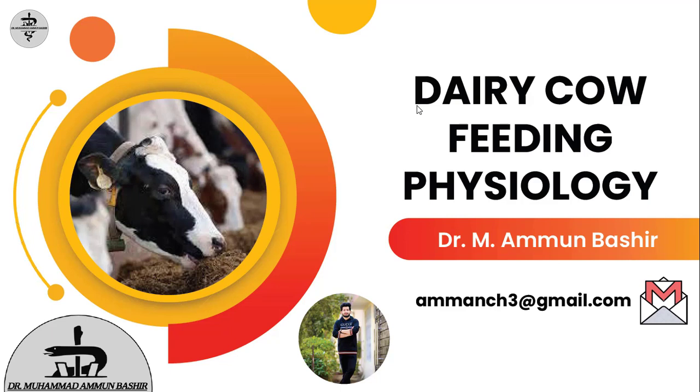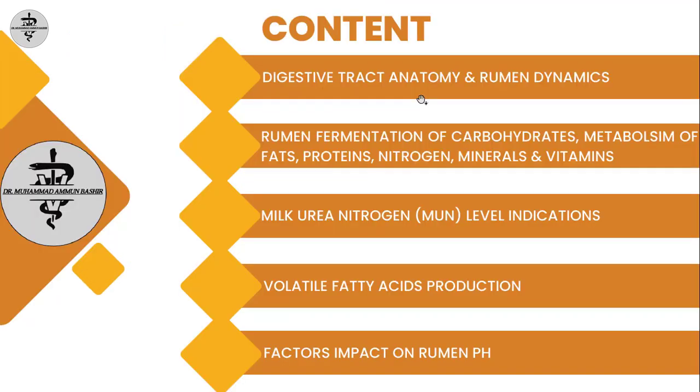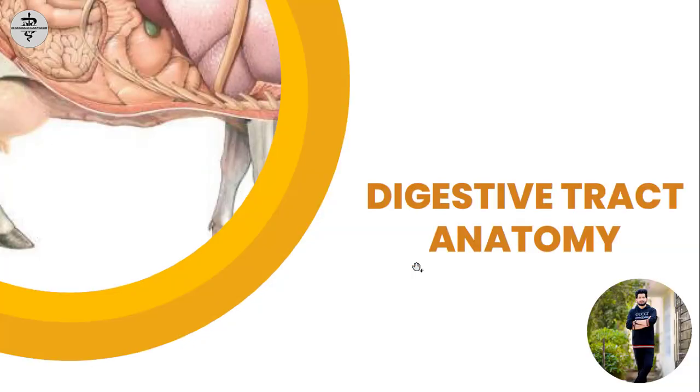Let's discuss the dairy cow feeding physiology. Here are the content lists that we will discuss in the upcoming slides: the digestive tract anatomy of a dairy cow, rumen dynamics, fermentation of carbohydrates, fats, protein, nitrogen, minerals and vitamins, milk urea nitrogen level indications, volatile fatty acids production, their types and their role in a dairy cow, and factors impacting rumen pH.